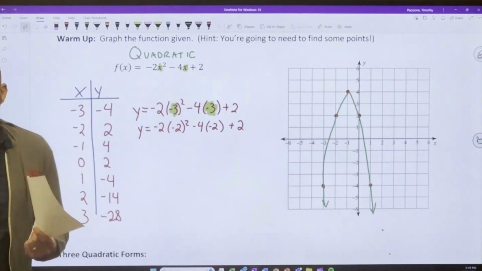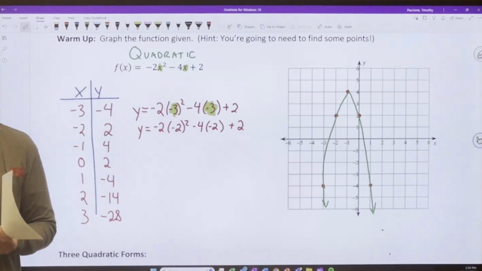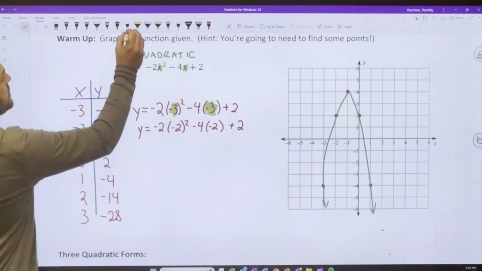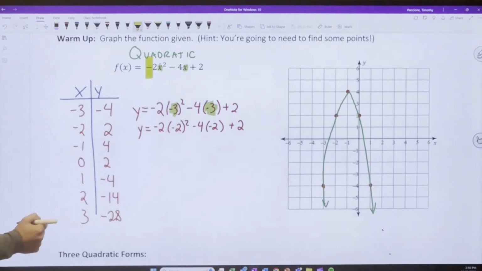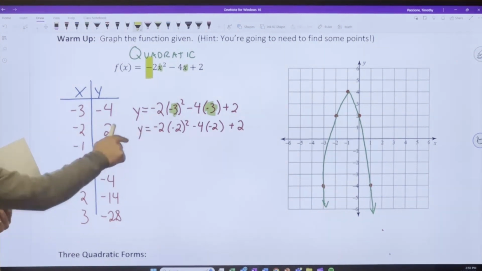Is this thing flipped up or flipped down? Down. What do you think in the equation might have something to do with that? -2. Yeah, there's a negative out front, right? Right there. And then the 2 would make it what? Stretch. Stretched. Does it look stretched?